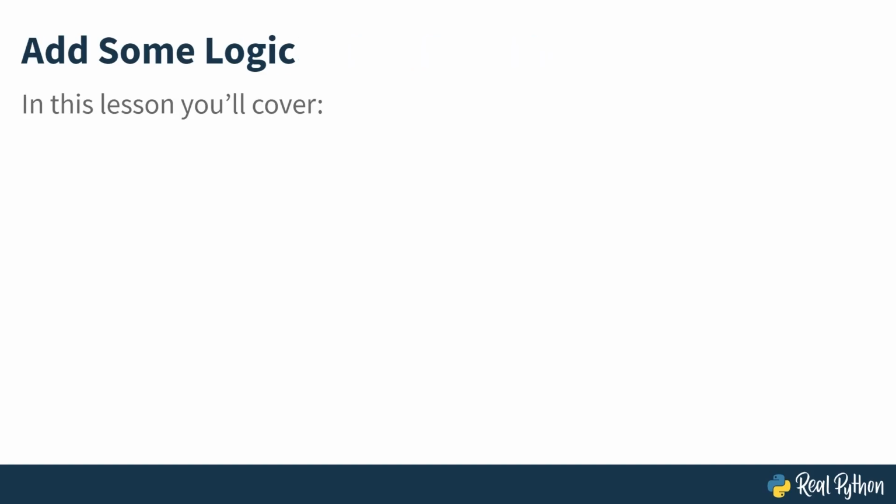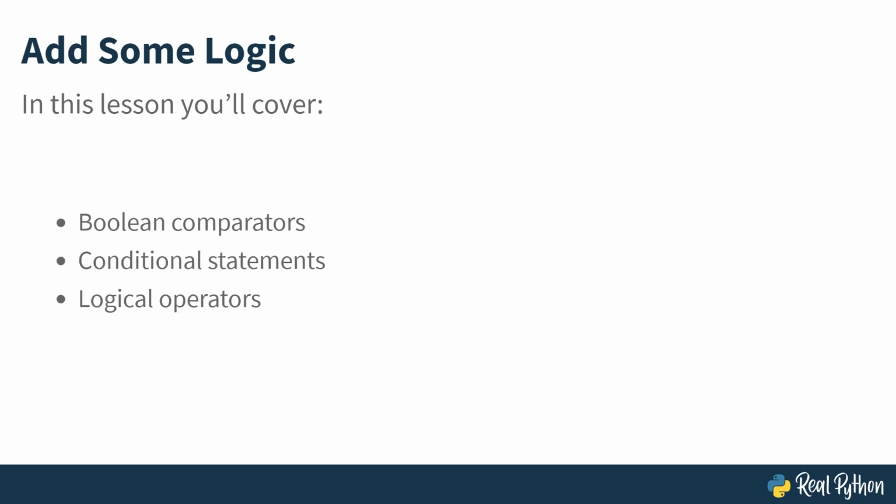In this lesson, you're going to cover a few operators and how they fit together. Boolean comparators, conditional statements, logical operators, and operator precedence, that is, in what order things get resolved, in the same way that mathematical operators have a certain precedence. Multiplication happens before addition, for instance. Boolean comparators and logical operators also have a precedence.